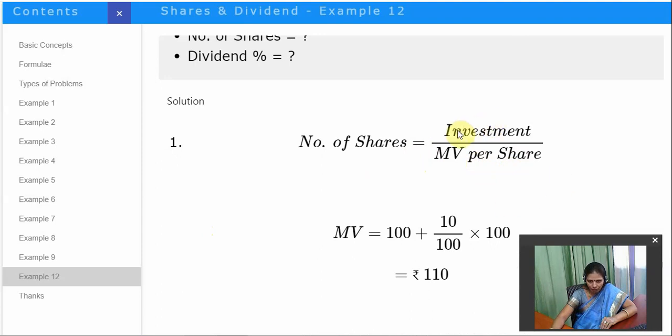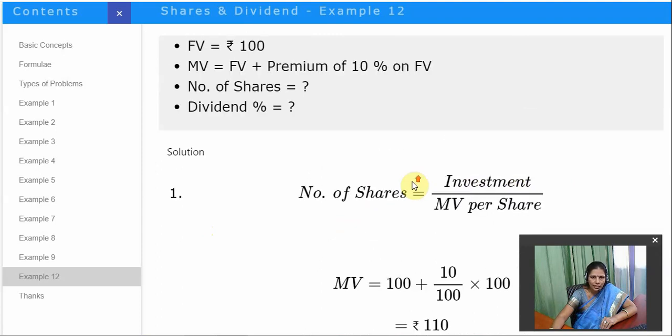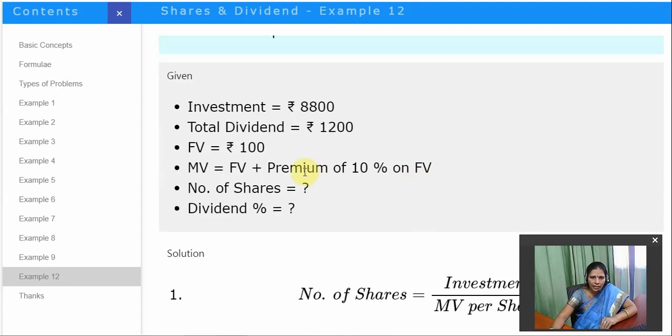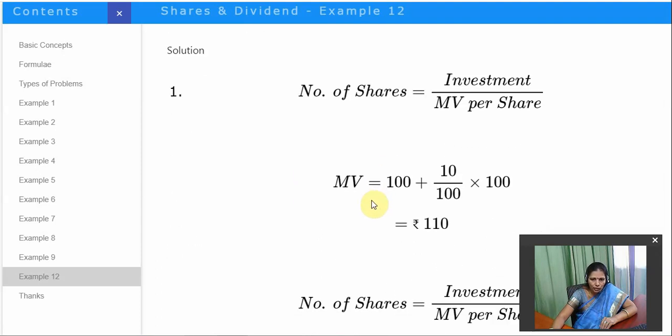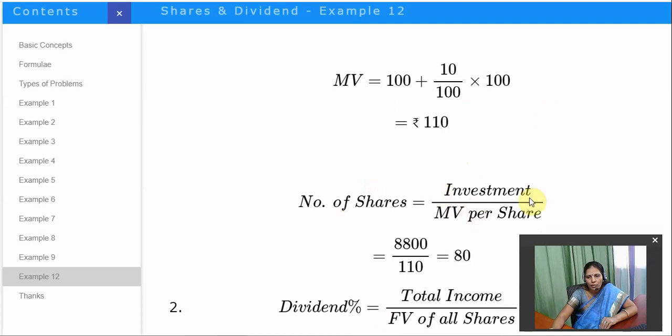Investment, market value per share as it's given here as premium of 10%. So here we need to find the market value per share. It is face value 100 plus 10% on the face value. So it is 110. So market value is 110. Now substitute in this number of shares formula, right? So investment by this market value per share you will be getting as 80. So the number of shares is 80.